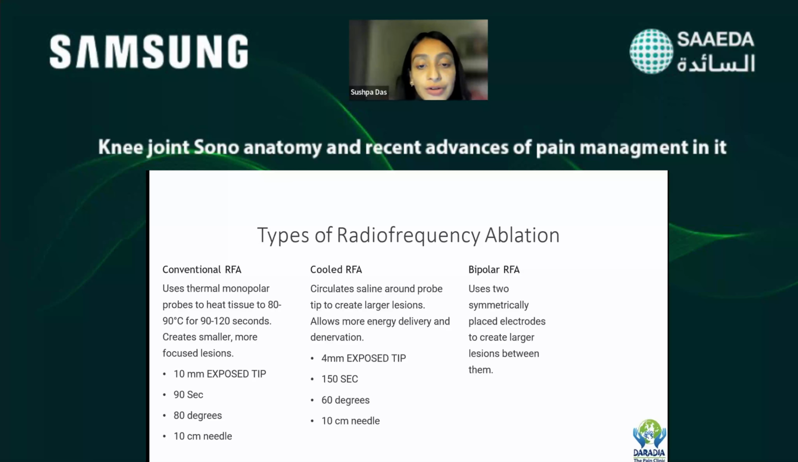In case of cooled RFA, what happens is there is a circulating fluid, circulating saline, which is present around the probe to create a large size lesion. It is larger than the conventional. Here the length of the needle is almost the same, around 10 centimeter length.